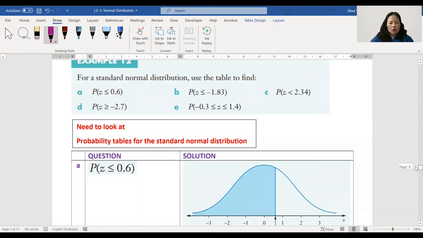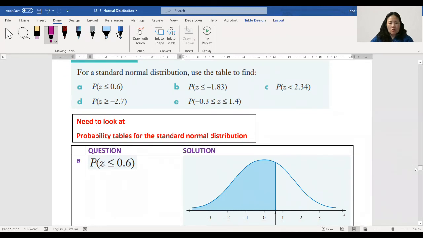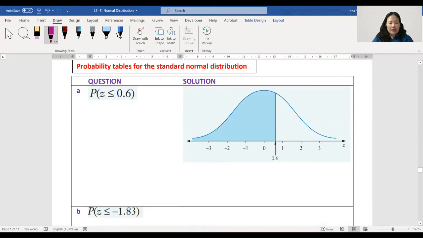Question 12. For the standard normal distribution, use the table to find. So it says to use a table, so you really need to look at the table now. If you could open the textbook, there are two tables that we need to use. There are 5 parts. Most of these things we've briefly done, so it's very similar. So part A, Z is less than or equal to 0.6. So it's a less than, so it's just the normal one. Okay, so the left hand side. The value is 0.6, the less than.